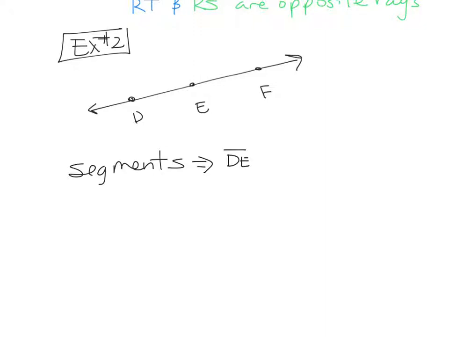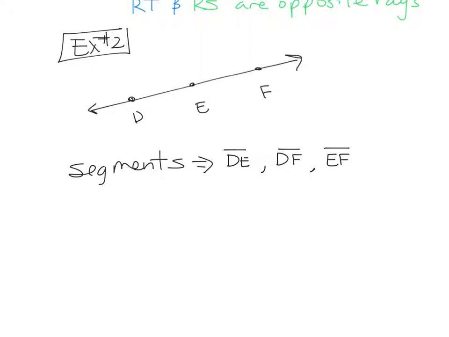Segment DE. What's another way to name that same segment? ED. Okay. So we don't need ED because we have DE. Segment DF is another segment. Another way to name that would be FD, right? So we don't need to use that one. What's the last one? Last segment. Yeah. EF. Okay, so those are our segments in the picture.